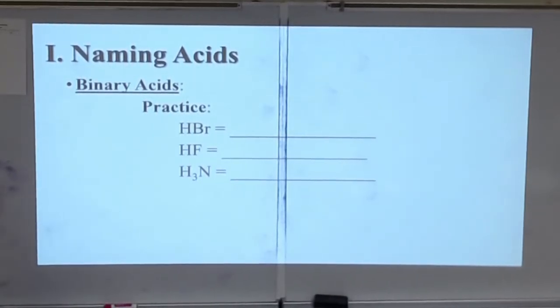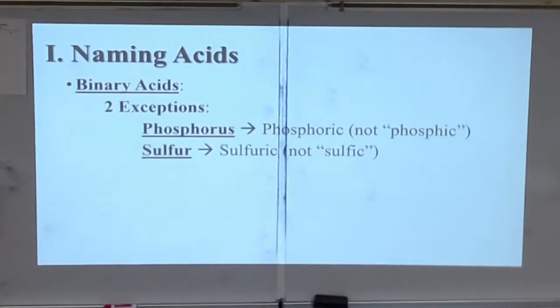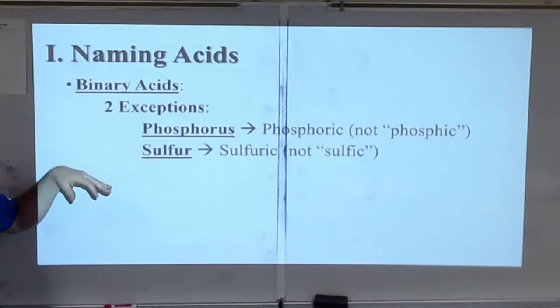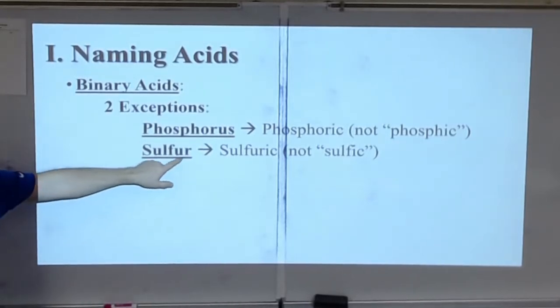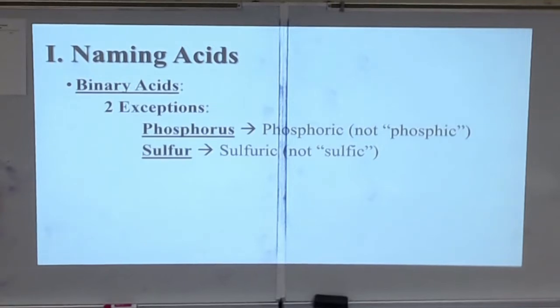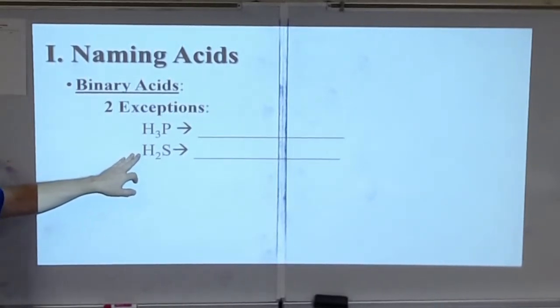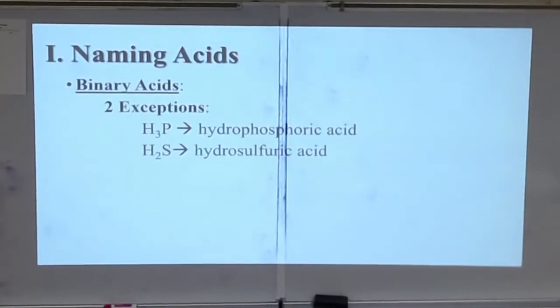Again, same stuff we've been doing since October. 2 exceptions. If it was phosphorus, we're going to use phosphoric, and sulfur, we're going to use sulfuric. So really we're going to keep that R in there as the point here. So this would be hydrophosphoric, and this would be, yep, this is hydrosulfuric acid, yeah. So be sure and write that down.